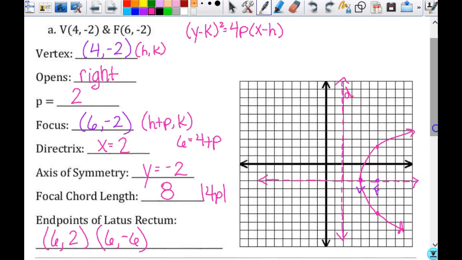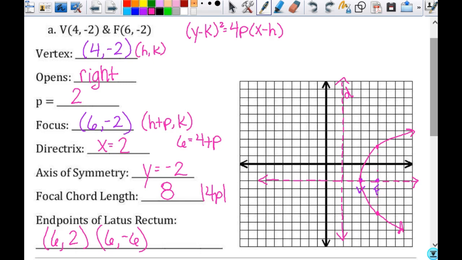We've done a whole lot. What haven't we done that the directions told us to do? What do the directions say to do? Write the standard form for me. We've graphed it. We found all this stuff. Did we actually write the equation? No. Do we have all the stuff we need to? Yes.